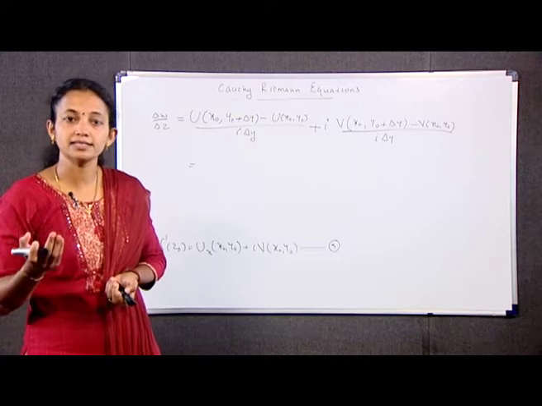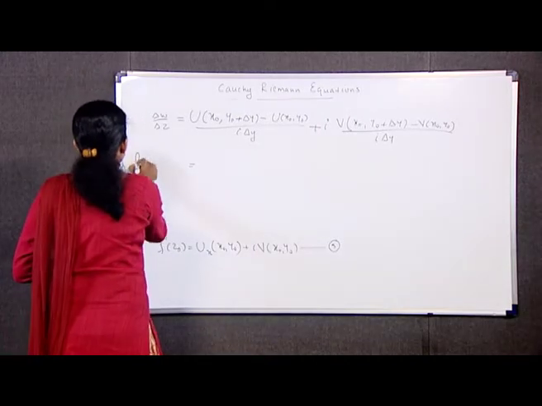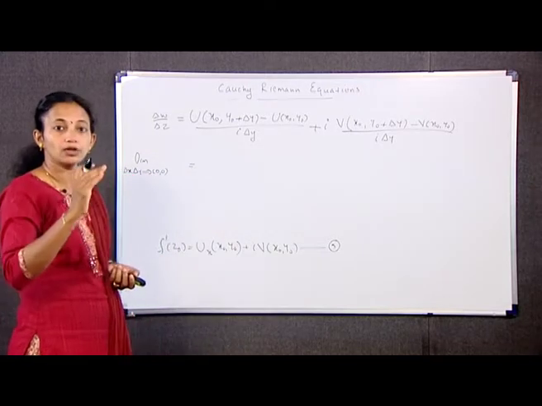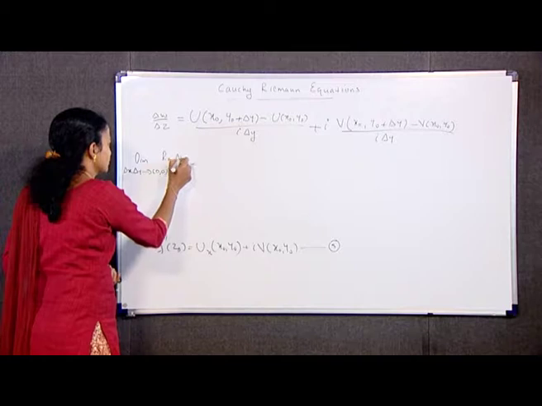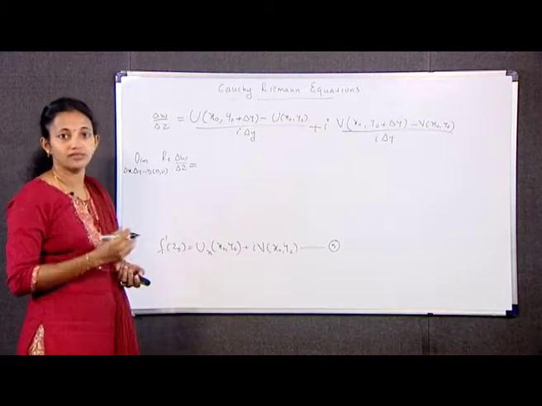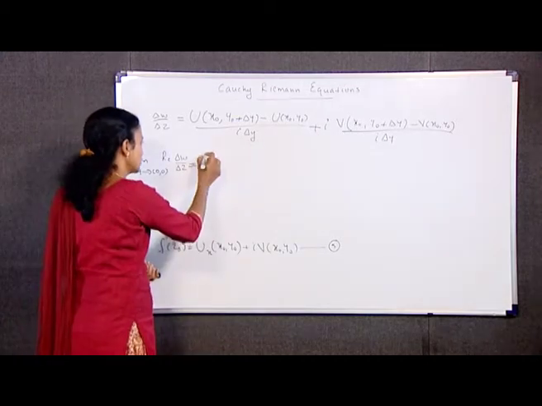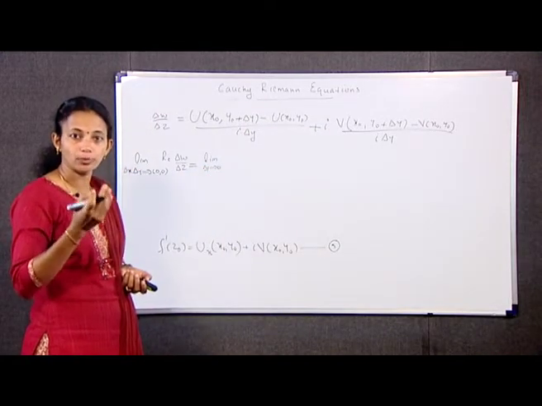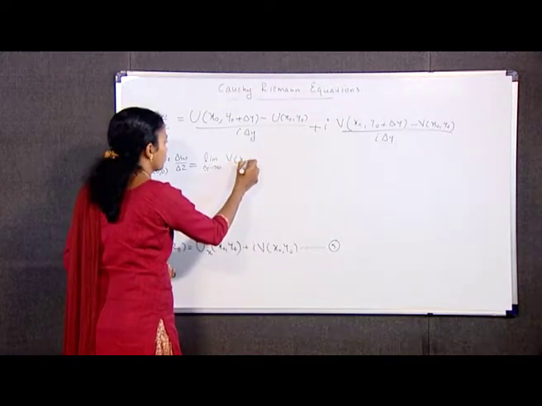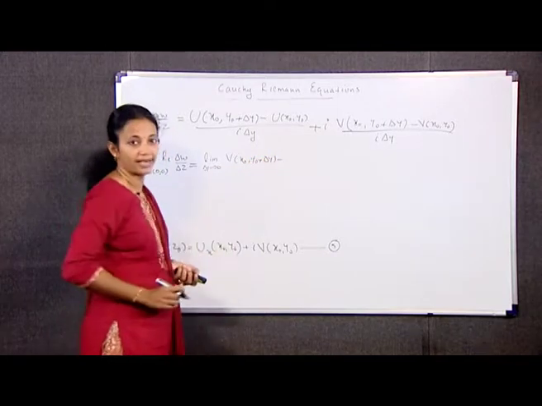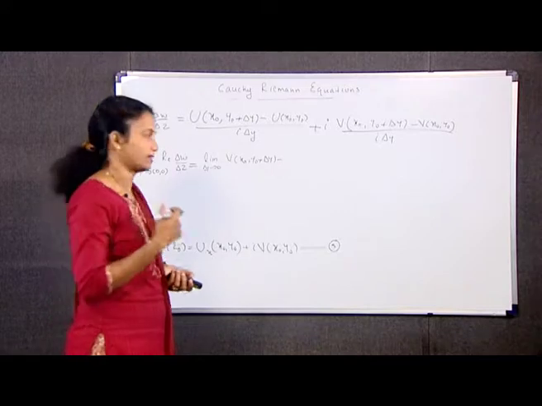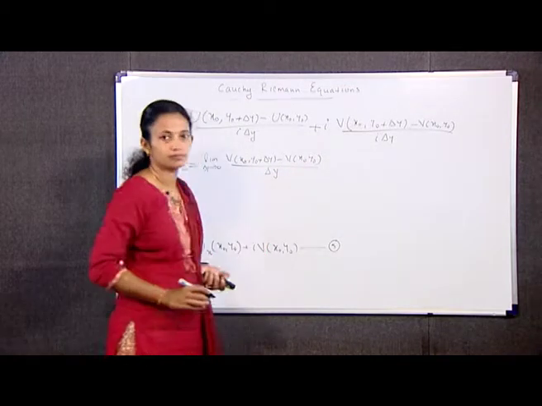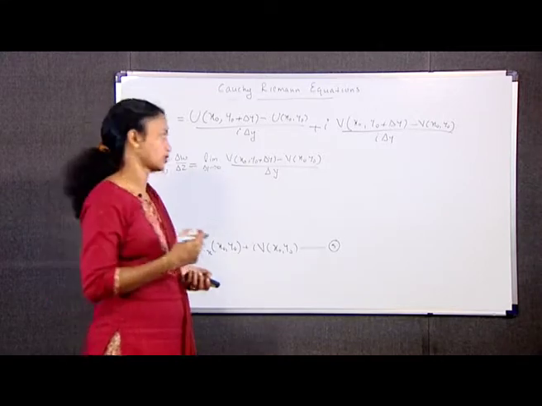Thus, the limit as delta x, delta y tend to 0, 0 of the real part of delta w by delta z is equal to the limit as delta y tends to 0 of [v(x0, y0 + delta y) - v(x0, y0)] by delta y. This is equal to vy(x0, y0).